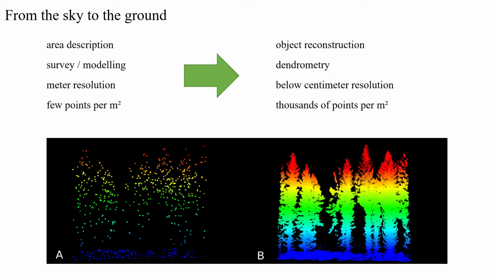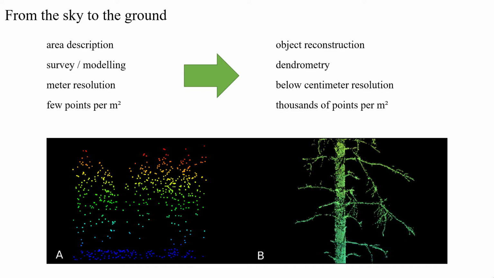You're going to have from tens to hundreds of points per square meter to several thousand points per square meter, and then you can really see. If you look at a point cloud like this, you can really recognize the object in there, and if you zoom in, you can even see branches and leaves, and depending on the resolution of your sensor, you can really segment everything.